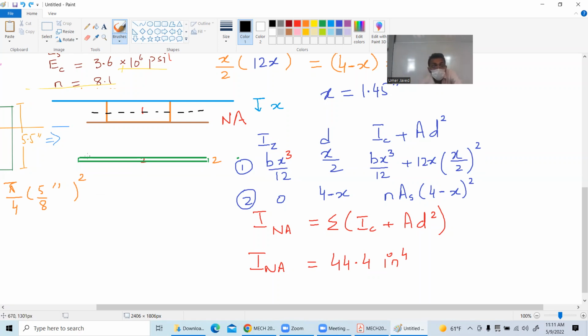Then I ask you, give me the moment of inertia of this. I told you it is very thin, so bh cubed by 12 will give me nothing. But the parallel axis theorem gives me plus the area of this fellow multiplied by this distance squared, AD square. What is this distance? 4 minus x. Positive. You find the moment of inertia about the centroidal line, which is the neutral axis line.